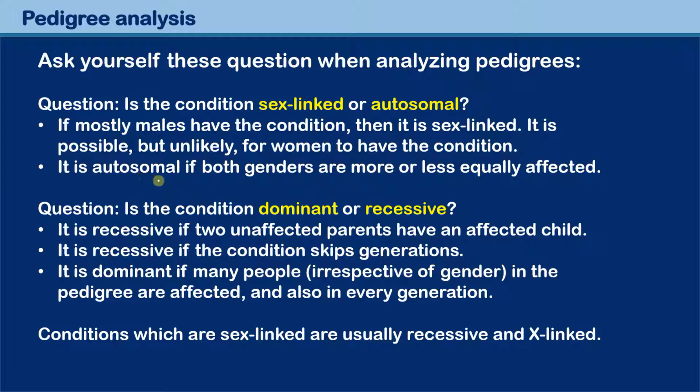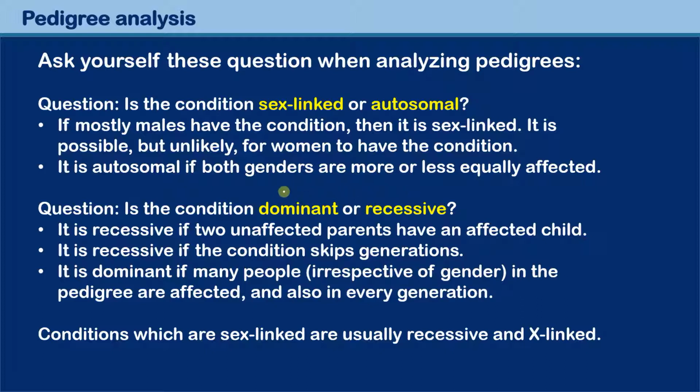And it is autosomal, non-sex-linked, if both genders more or less are equally affected. So if you see in the pedigree males and females to have the condition, then it's probably autosomal at equal percentages. The second question: is the condition dominant or is it recessive?